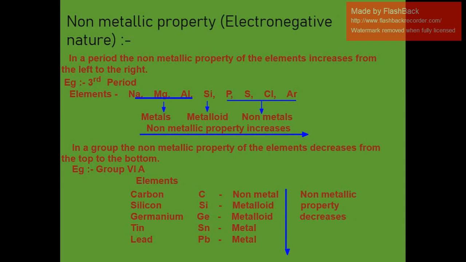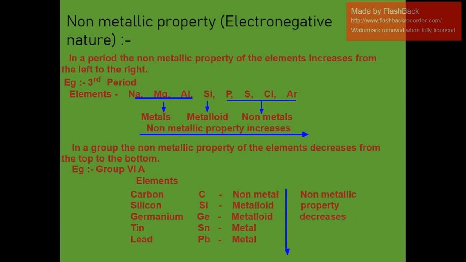Thereafter it is magnesium oxide, it is again basic. But when we talk about aluminium oxide, it is amphoteric, that is it reacts with both acid and base. Next is silicon dioxide, weakly acidic. P2O5, that is phosphorus pentoxide, moderately acidic. Sulfur dioxide, strongly acidic. Cl2O7, very strongly acidic. So what is the trend observed here?